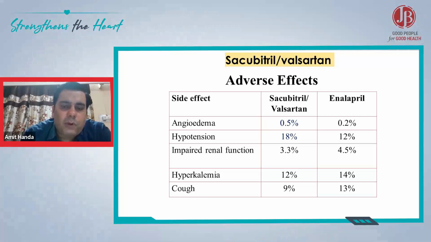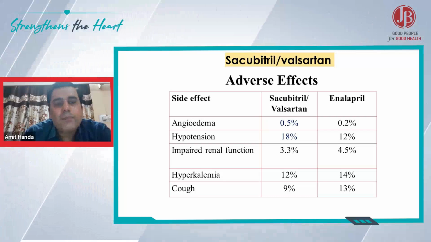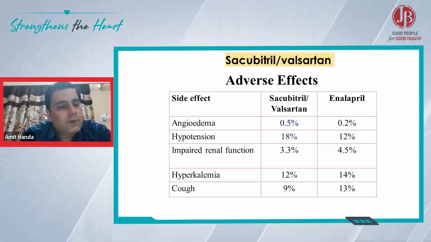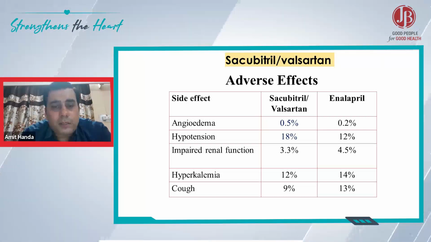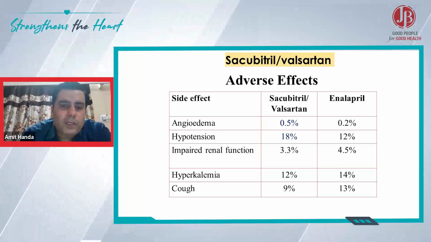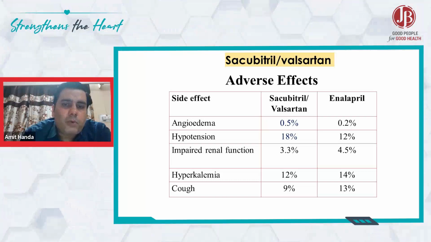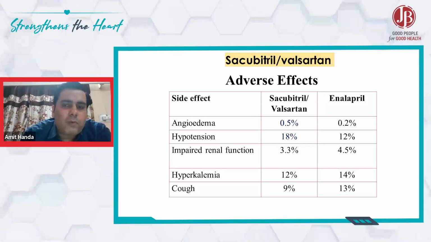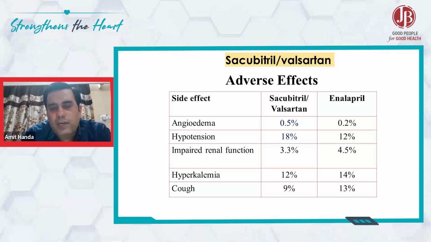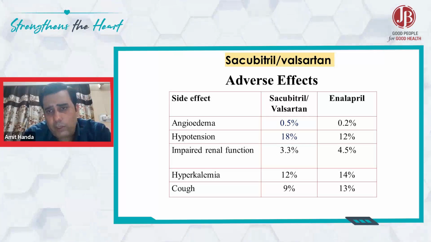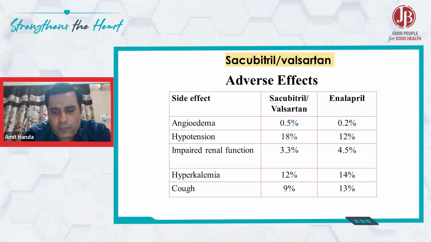Others are like for ACEI, because valsartan is there, and we know that hyperkalemia is one of the risk factors which can be there. Impaired renal function in only around 3% of the patients, cough in around 9% of patients, and angioedema in only 0.5%, and not significantly more than enalapril also. So only one side effect, hypotension, minimally more than enalapril, and which can be taken care of.